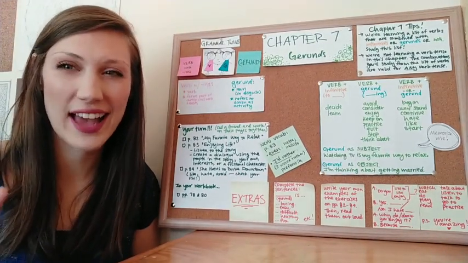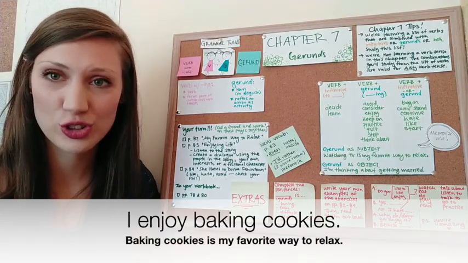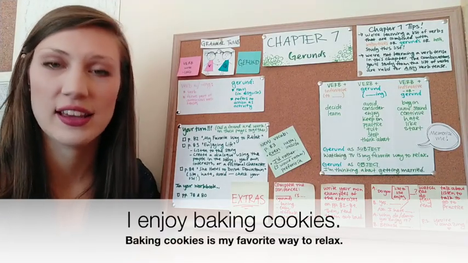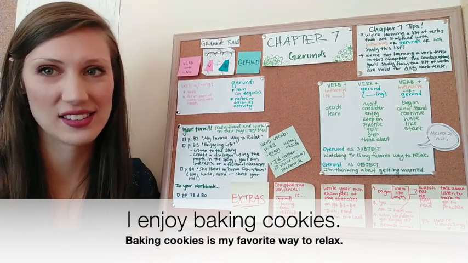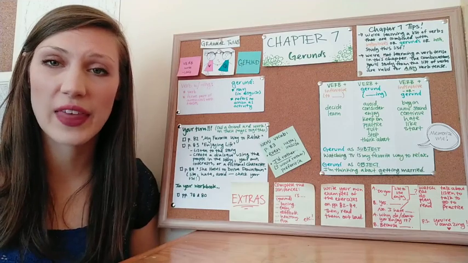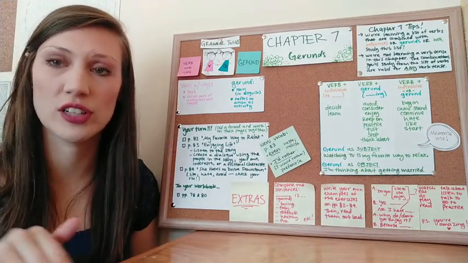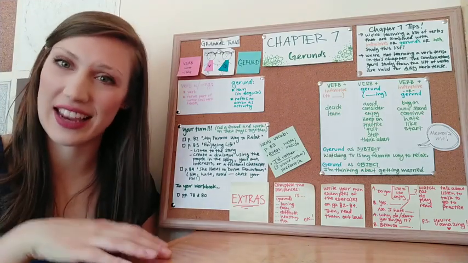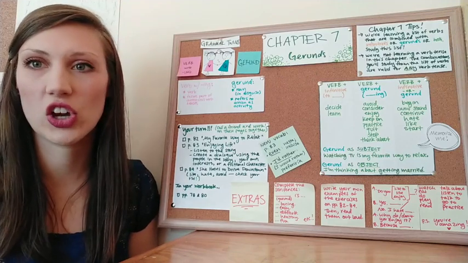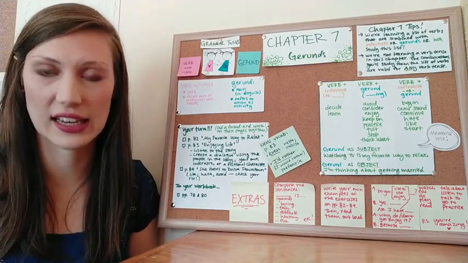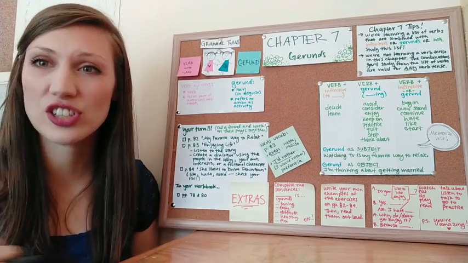Now that we know a tiny bit about gerunds, here is a quick example. I enjoy baking cookies. Baking cookies is my favorite way to relax. So notice here that I'm talking about baking cookies in general. I'm referring to that action as an activity in general, and it doesn't mean that I'm baking cookies right now, right this second.